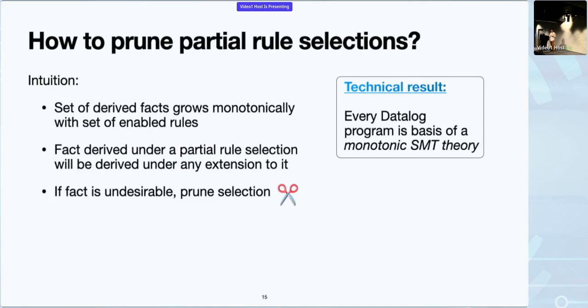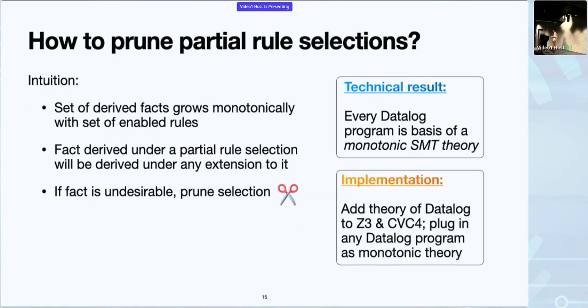The technical result here is that every Datalog program could be the basis of a monotonic SMT theory. So this is a class of SMT theories that are especially efficient. And we've actually implemented this. So we've extended Z3 and CVC4 so that you can basically take your favorite Datalog program and plug it in, and you get a custom monotonic theory out of it.